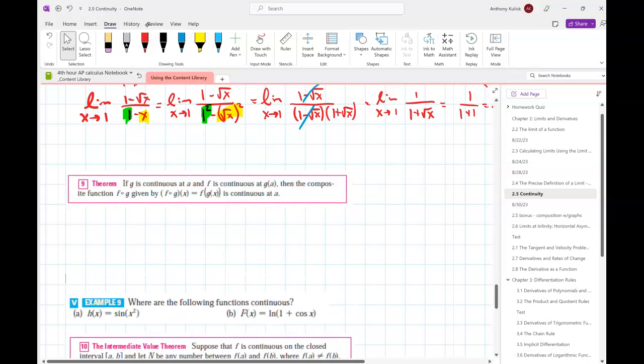Theorem 9 says if g is continuous at a and f is continuous at g of a, then the composition of f and g is continuous at a.